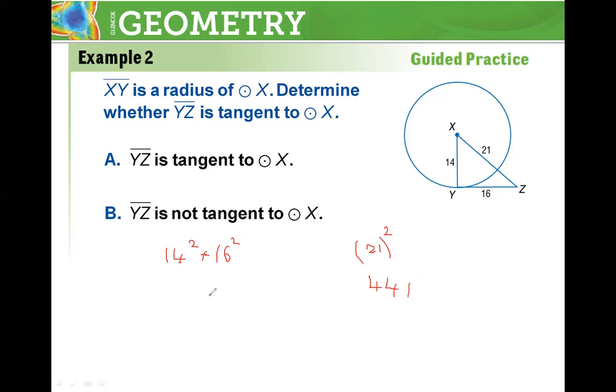452. Are they equal? No, they are not equal. So this angle is not 90 degrees, and this line is not a tangent. So we'll choose letter B. Okay, this is the problem. I leave the problem for 20 seconds.